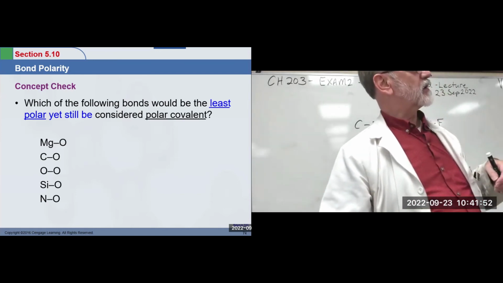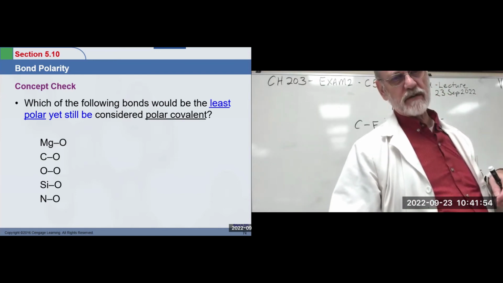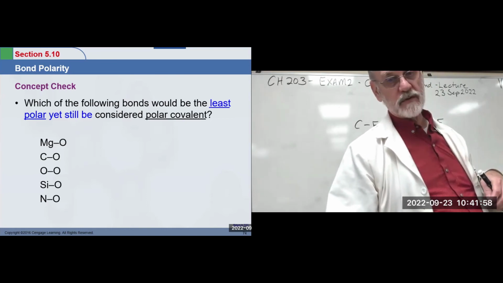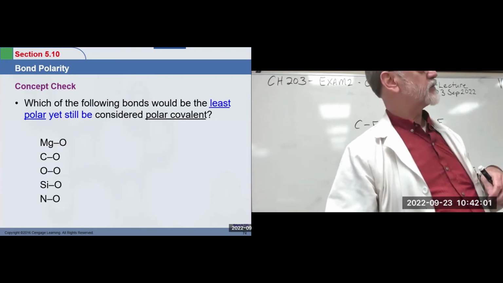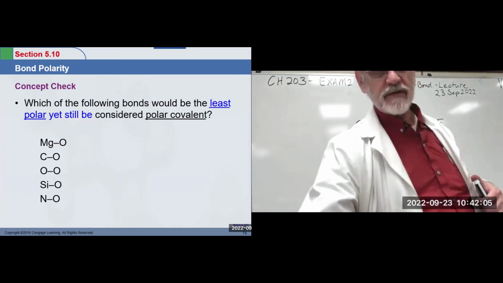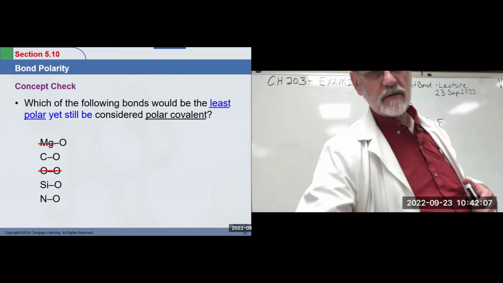Carbon, oxygen, they're 2 steps away. Silicon, oxygen is more polar. And nitrogen, oxygen, that would be the least polar covalent. I think that's nitrogen, oxygen.